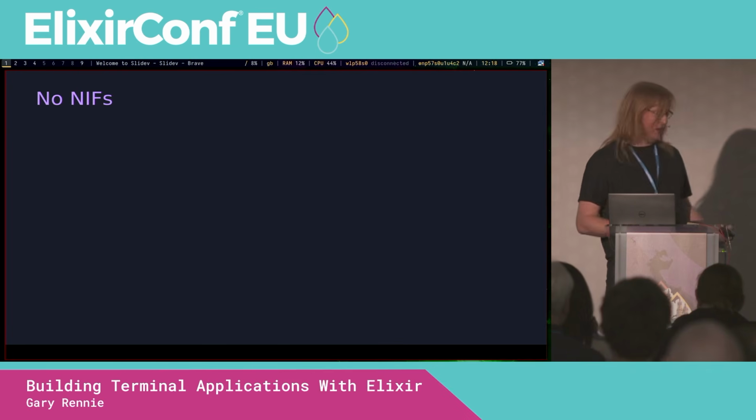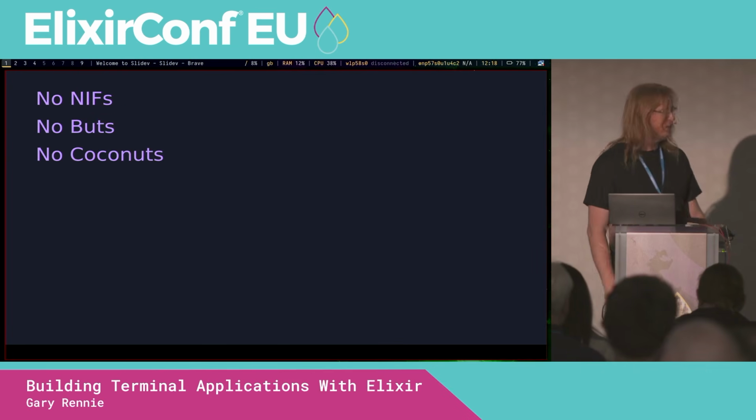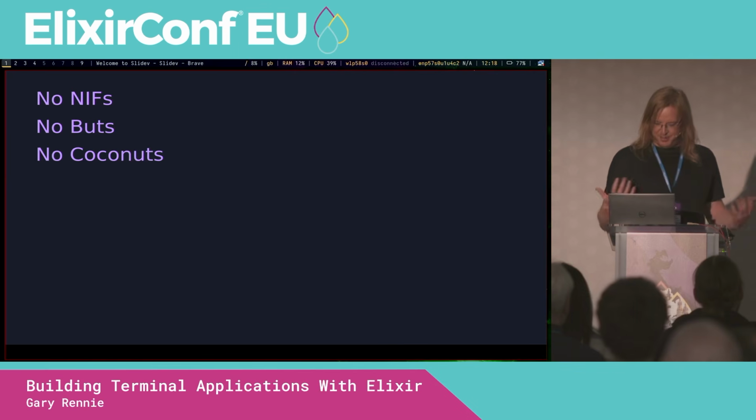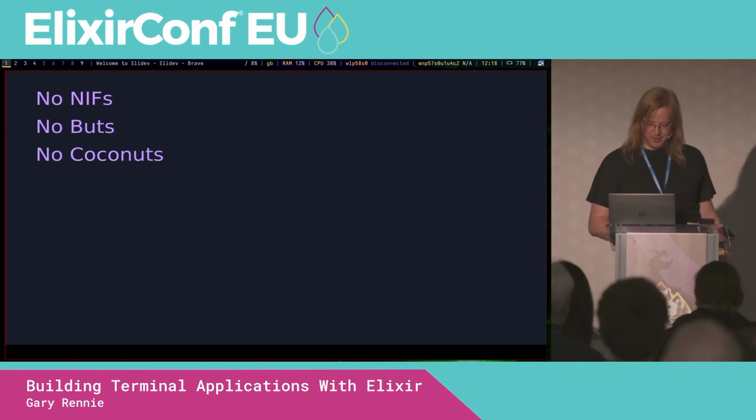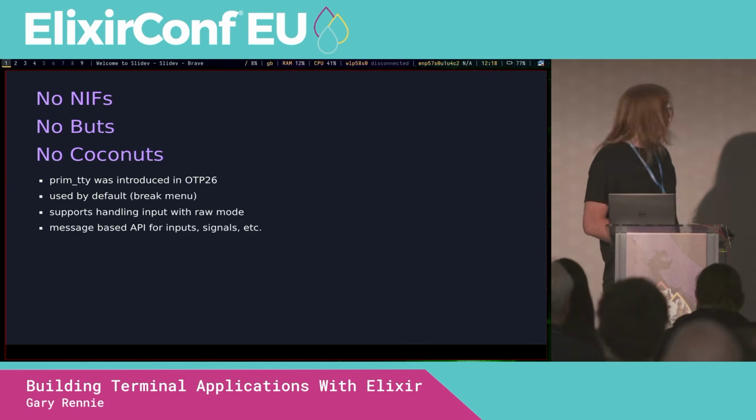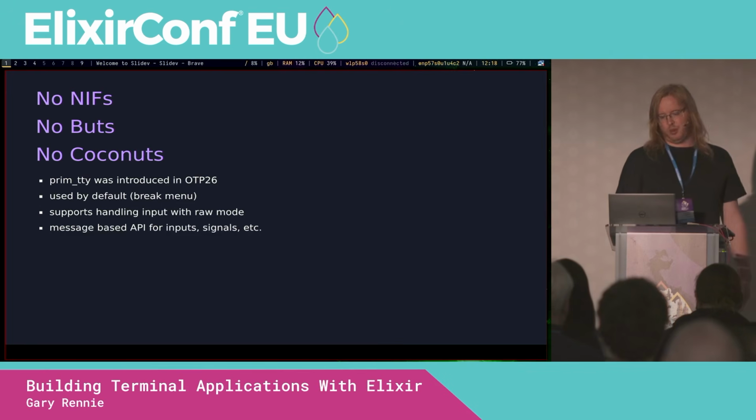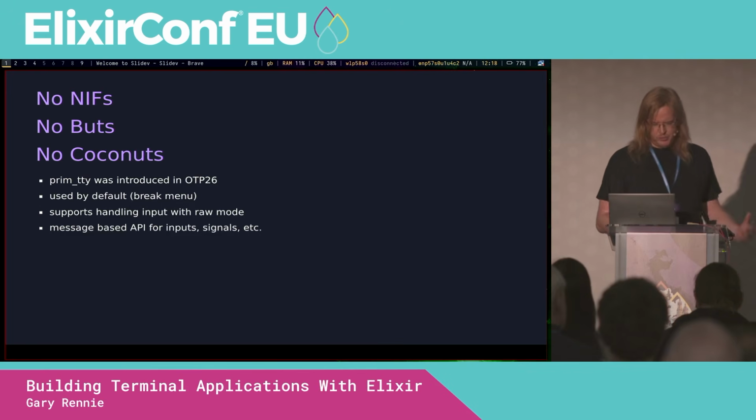So this library, no NIFs, no buts, no coconuts. I wanted it to have no NIF binding, so how did I do that? In OTP 26, something new was introduced called prim_tty, which I guess stands for primitive teletype.